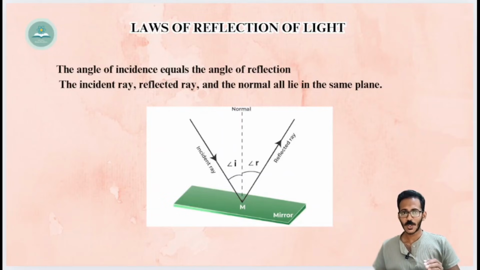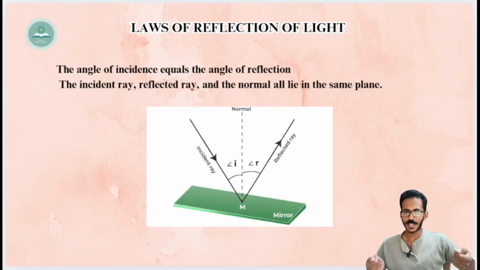That's the first law. The second law states that the incident ray, the reflected ray, and the normal at the point of incidence, we can have a lot of normals on the mirror, but we are only considering the normal at the point of incidence, all lie in the same plane. Which means, suppose you make a ray of light pass through a particular line, it will just get reflected back like this.